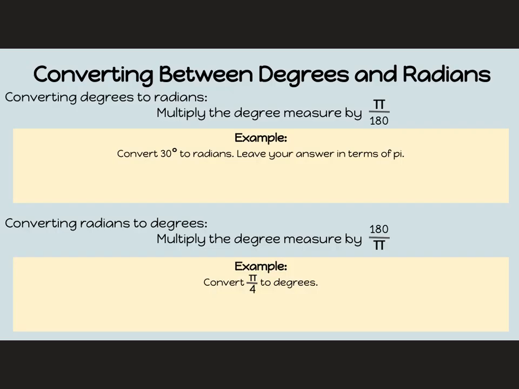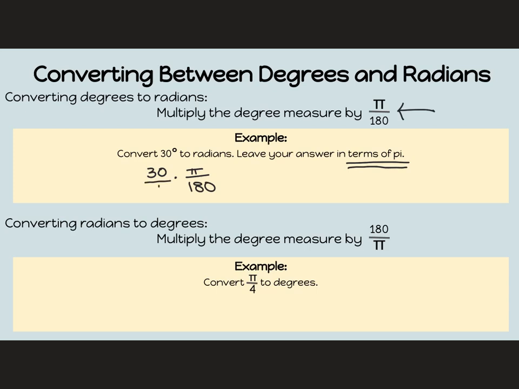We also learned how to convert between degrees and radians. So if you're going to convert degrees to radians, you would use this formula here. You would multiply the degree measure by pi over 180. So first example, convert 30 degrees to radians, and then it says leave your answer in terms of pi. Remember, this means pi will just be in the answer. So I'm going to do 30 times pi over 180.